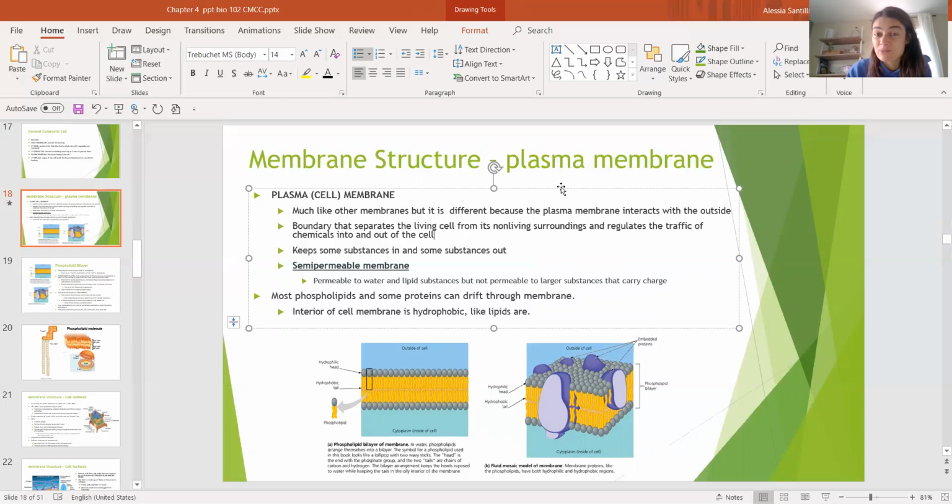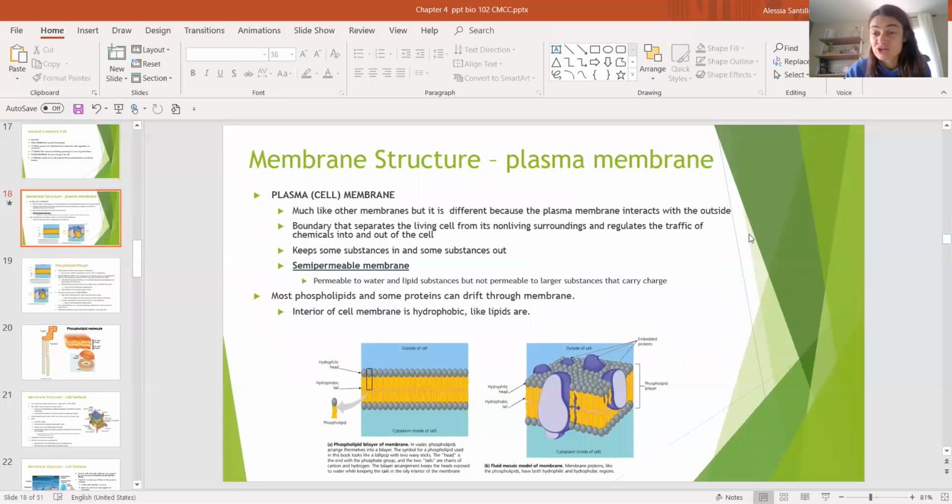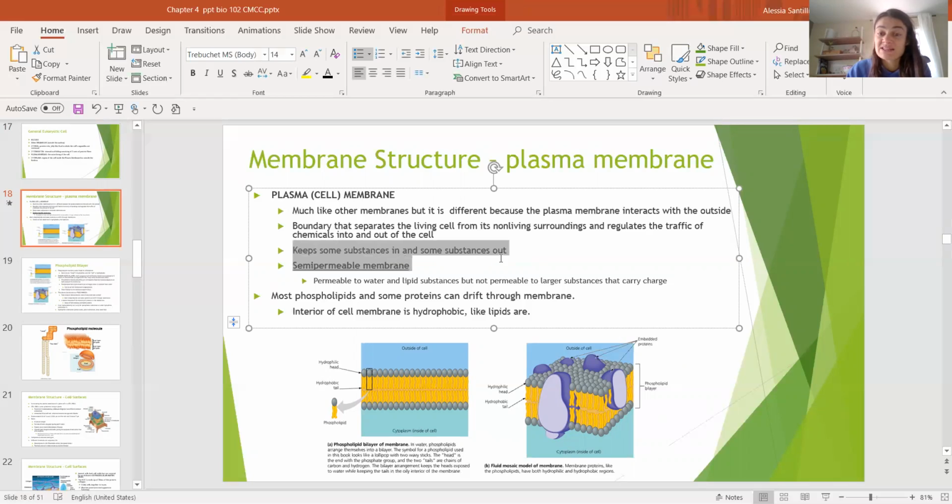So remember, we have that selective barrier that allows certain things to go in, like nutrients, oxygen, minerals, whatever good things the cell needs, and then things to go out. So various toxins, various wastes, various cell communication signals that need to leave the cell. They sometimes have to go out of the plasma membrane. So it keeps some substances in and some substances out. So what do we call this characteristic? It's known to be semi-permeable.